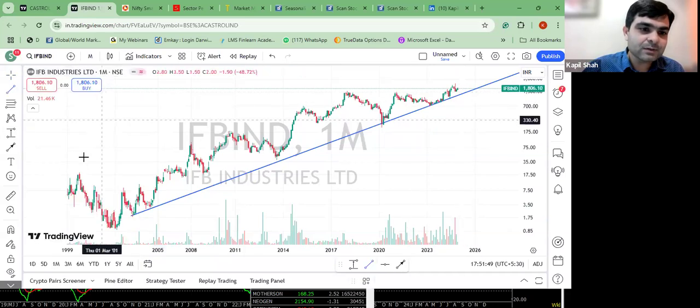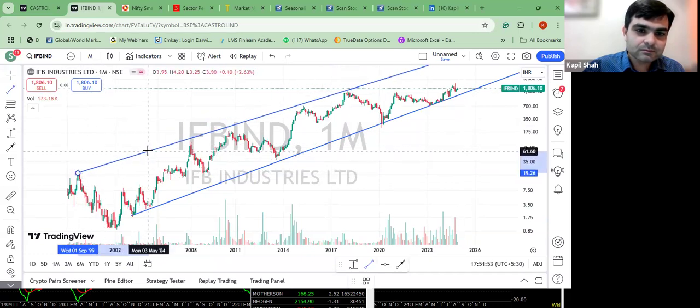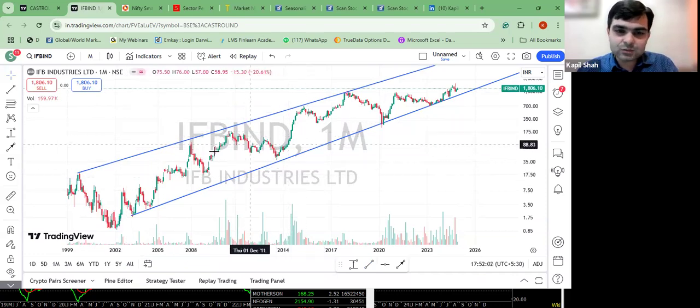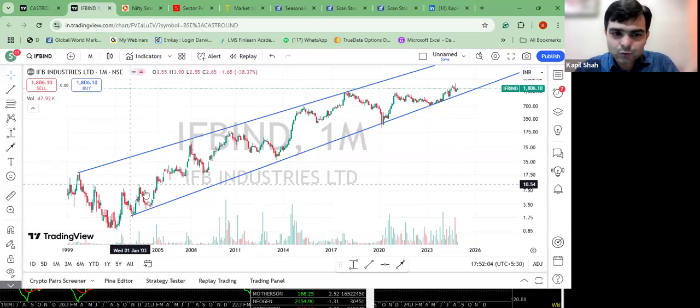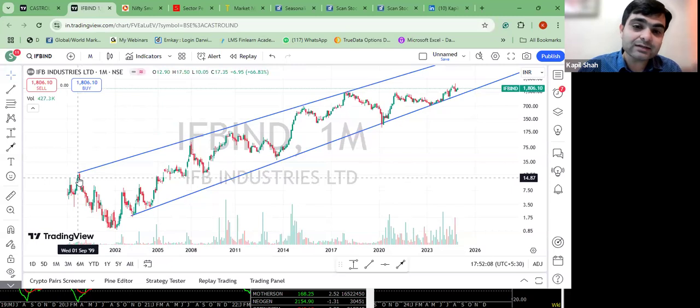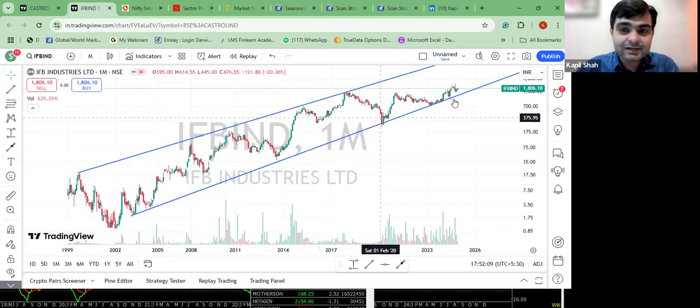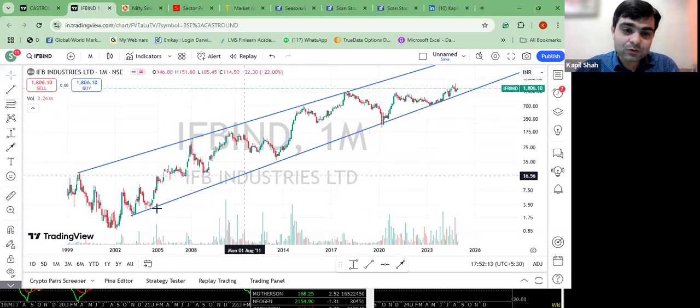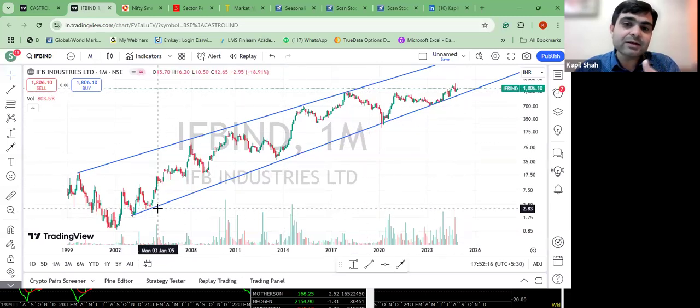Now this particular trend line is connecting the highs. We call it a channel. Two parallel lines, and within that, a huge amount of the price movement will happen. And this particular channel was born in the year 1999, and from 1999 till date, we are following the same kind of thing. So these particular lines are acting as a trend navigator for the stock.